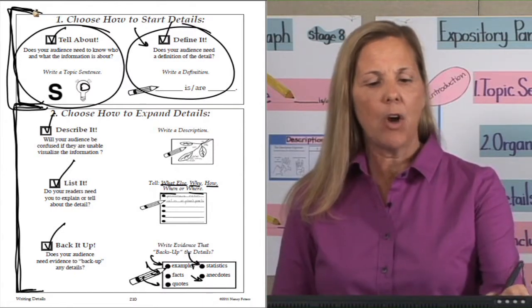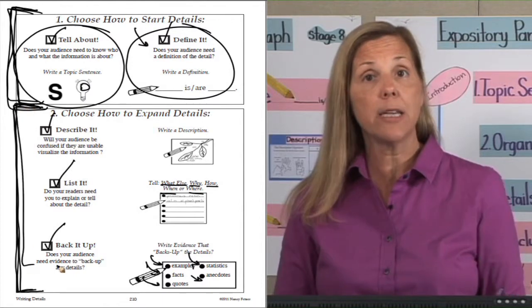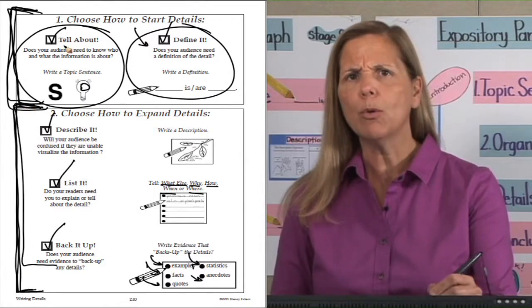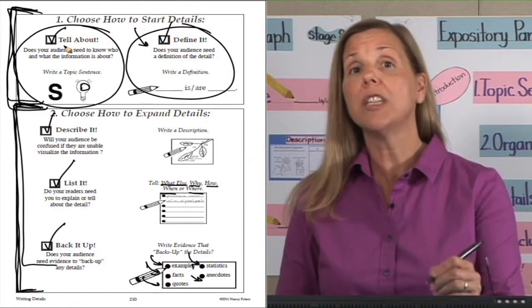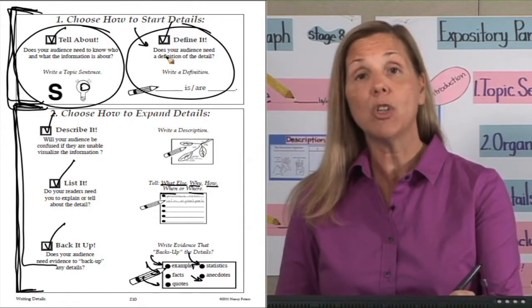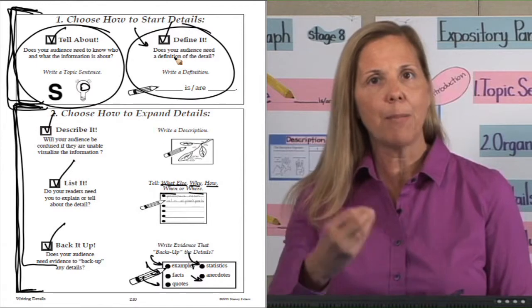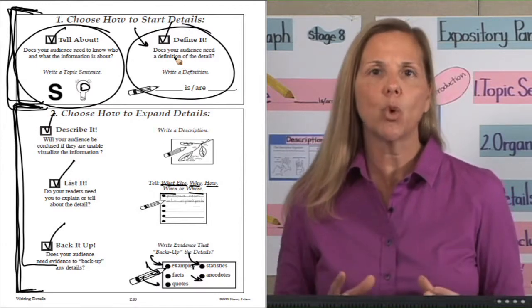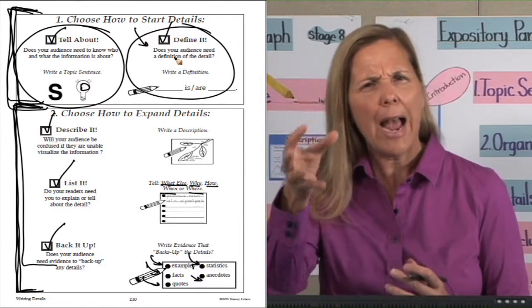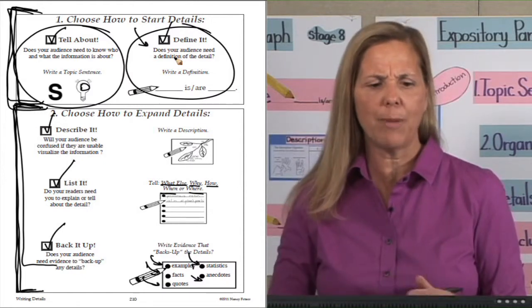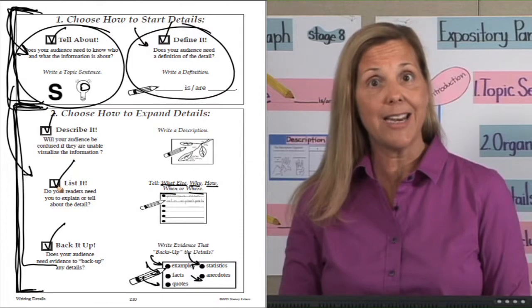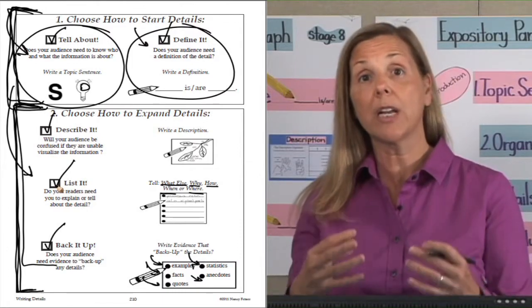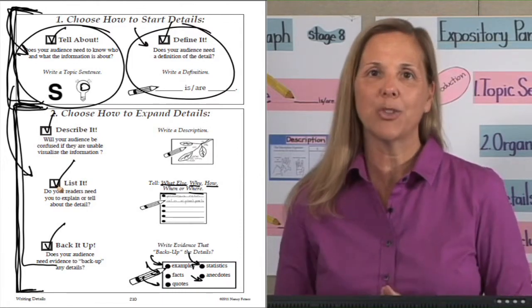We now have our start details and expand details. We're not going to use all of these types of details typically. These are just all the different types of details that you would choose from when you're writing information. It gives you some sort of way to figure out, how am I going to tell my reader this information? First I start my detail, and now I expand if it's needed. Let's use a paragraph organizer so that I can show you how these details work.